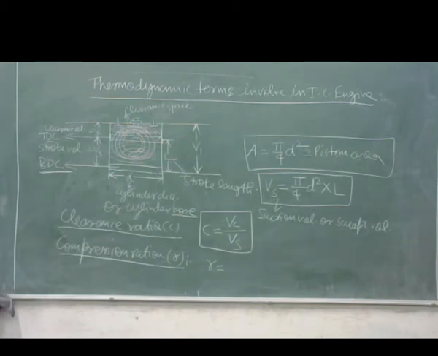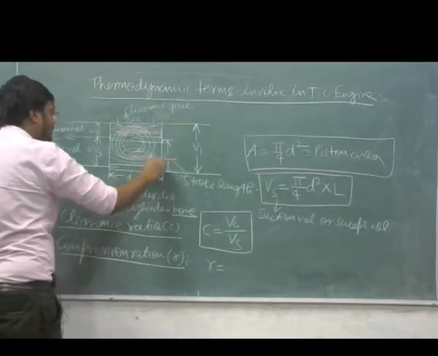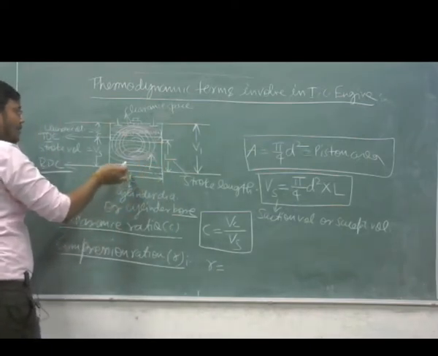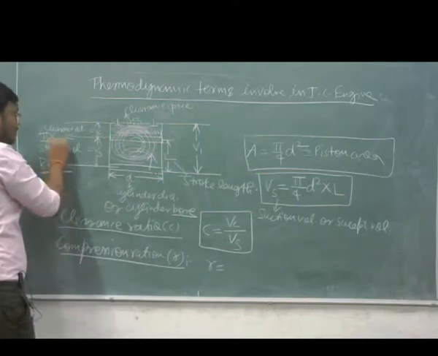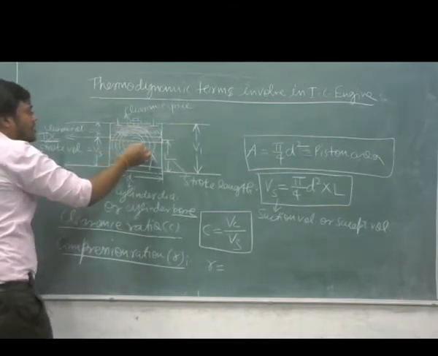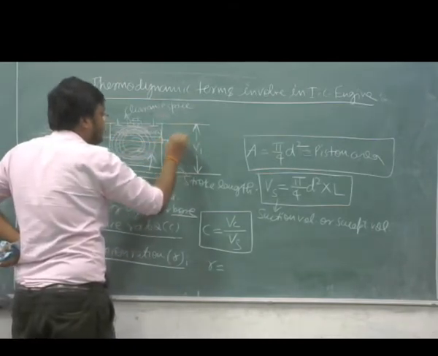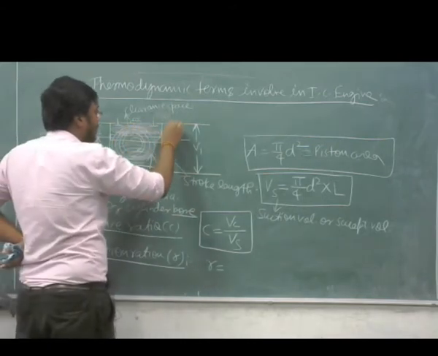Now after the completion of the compression stroke, the piston moves from BDC to TDC. When the compression stroke is completed, the piston reaches TDC. So this is the final volume of the compression stroke, from TDC to the cylinder head.